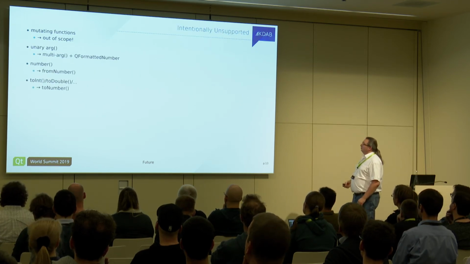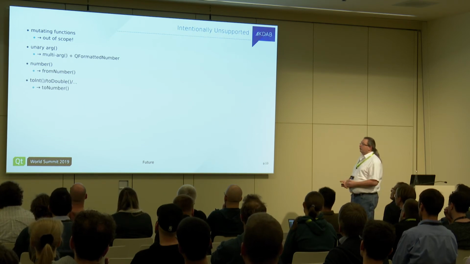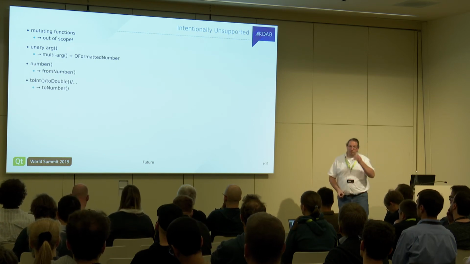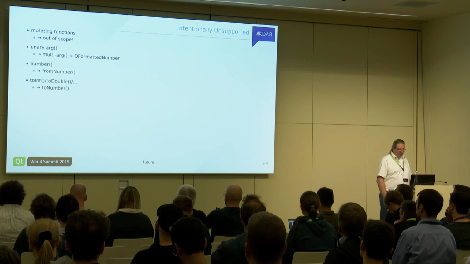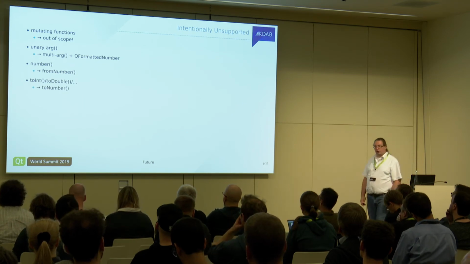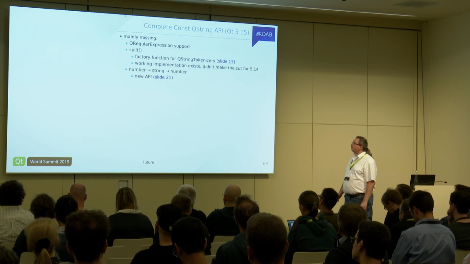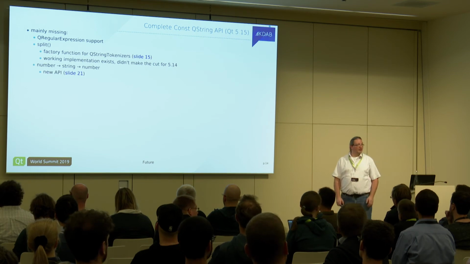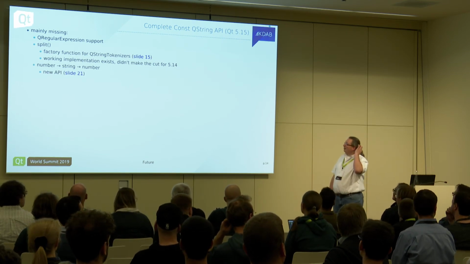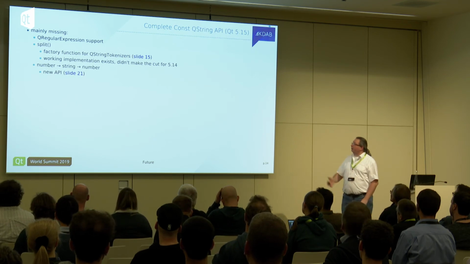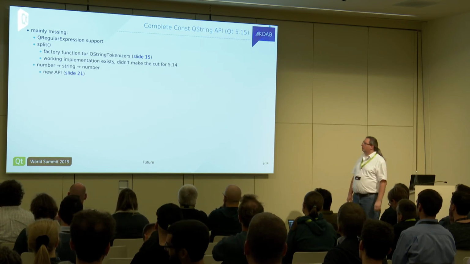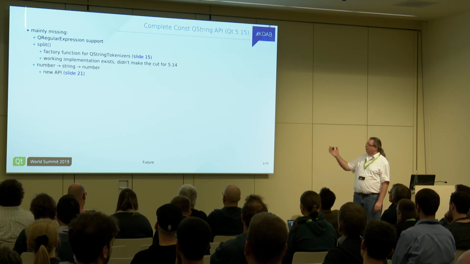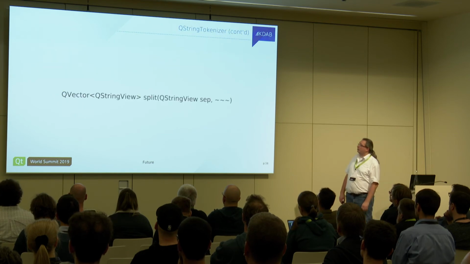So what's intentionally unsupported? Mutating functions, they are out of scope for a view. Unary arg, talked about that. Number, toInt and toDouble, they are going to use the new formatted number and parsed number. So what's mainly missing? QRegularExpression support. There's the guy. Split. There's a working implementation, but it's not cleaned up yet, and Thiago has some stuff against it that needs to be addressed first. And of course, number to string and string to number conversion that uses the new API.